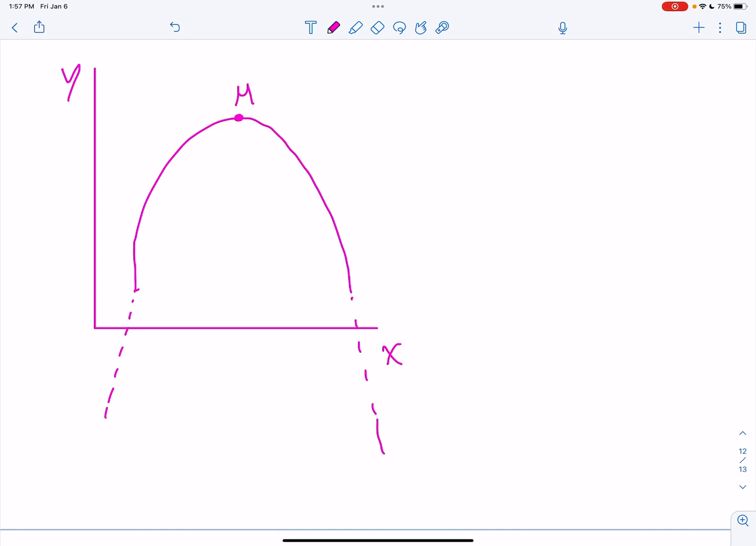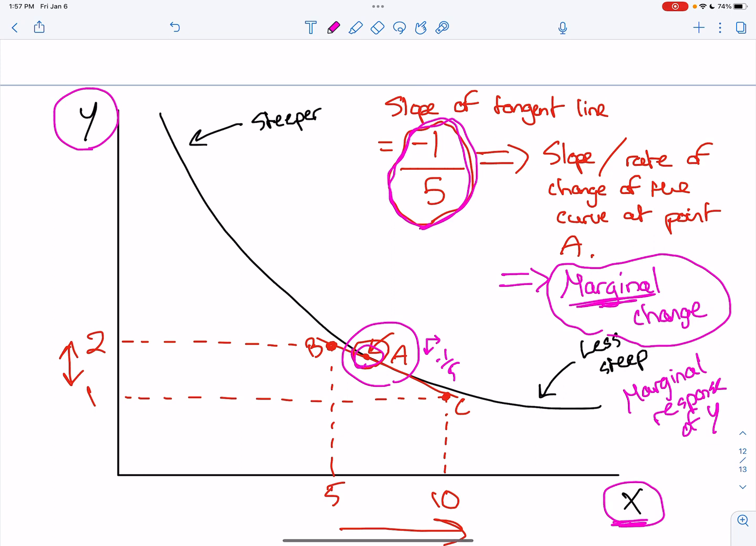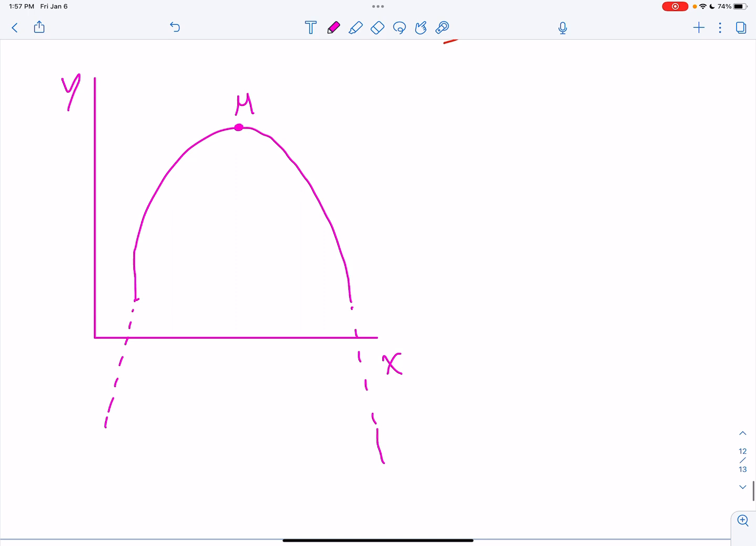Now, what is the significance of the maximum? Well, as you can see, the tangent line to that point. So remember what a tangent line is. The tangent line is a line that just touches a given point on the graph. If we drew the tangent line on this graph and we made it just touch the graph at point M, we would essentially get a straight horizontal line. Now, the slope of this line is 0.